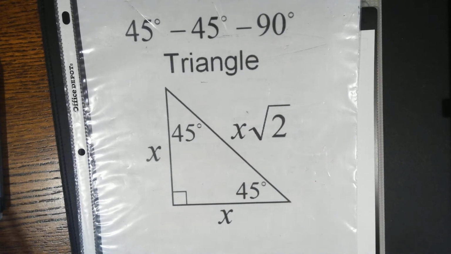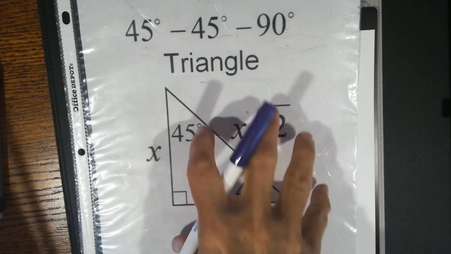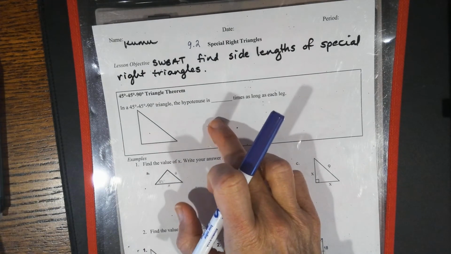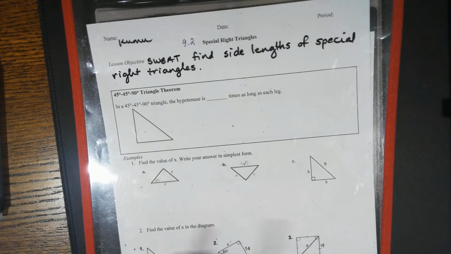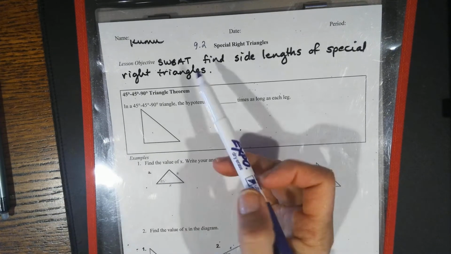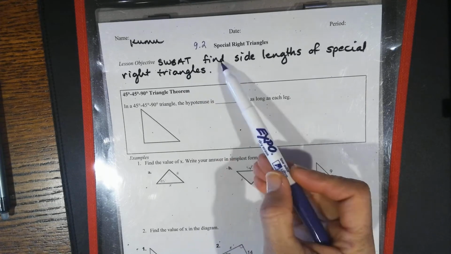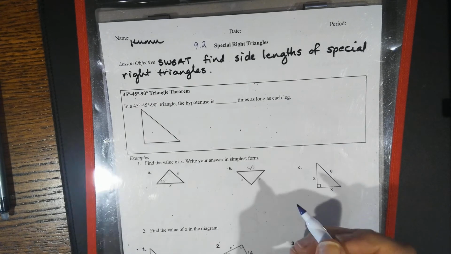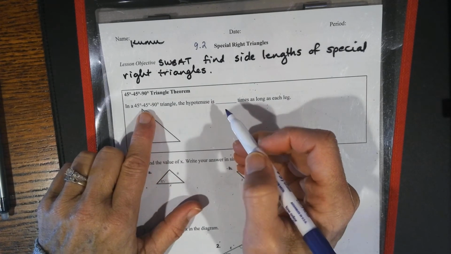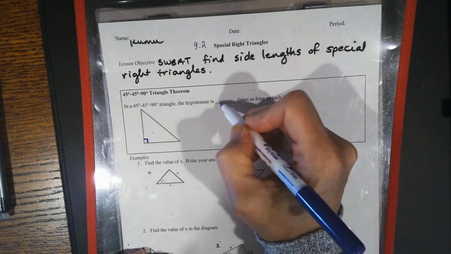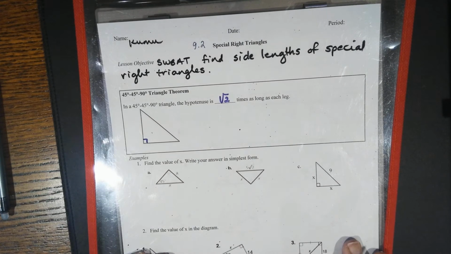What we're going to do now is a number of problems. Now that we know where it comes from, we're going to fill this in in our notes, and then we'll do these problems, and you'll see how lovely this is. They're super handy. You can see my objective for you is that students will be able to find side lengths of special right triangles. This is the first one, the other one's on the back. In a 45, 45, 90 triangle, the hypotenuse, remember that's always across from the right angle, is the root of 2 times as long as each leg.